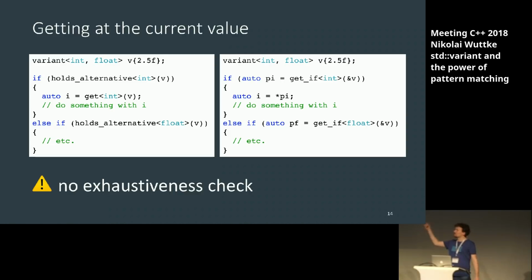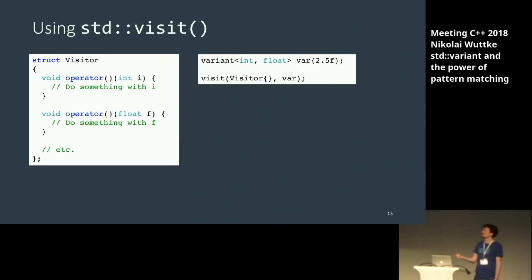Basically, if you have this variant and you have 10 places in your code where you look at what's inside, and then you add another case, the compiler will happily compile it, and you will forget to handle it. This is what the visit function solves. You call visit on your variant and pass in a visitor object like this, which has operator call overloads for all the types you want to handle. If it doesn't provide all the overloads, it will give you a compiler error.